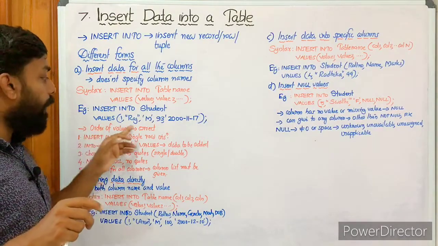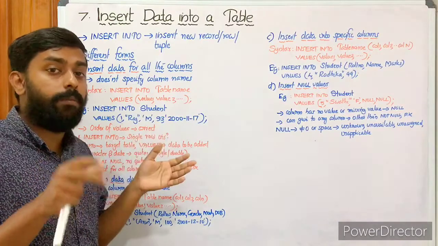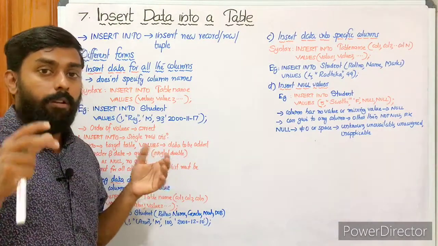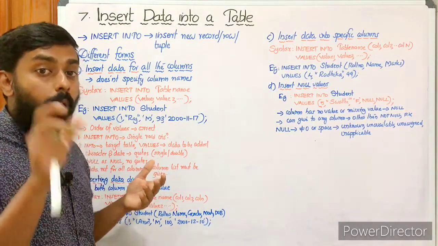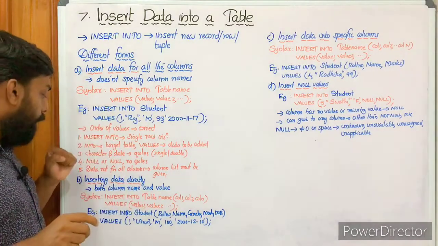Then the order of values must be correct, right? The order of values must be correct because we haven't specified the column list. When not specifying the column list, the values must be in the order of the columns. Then we have to note these 5 points.